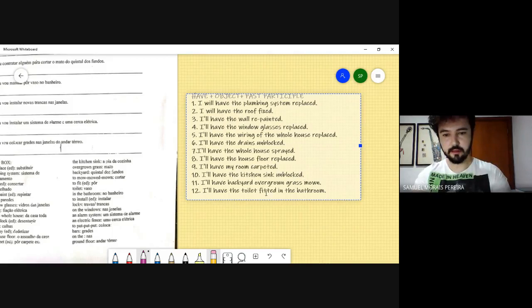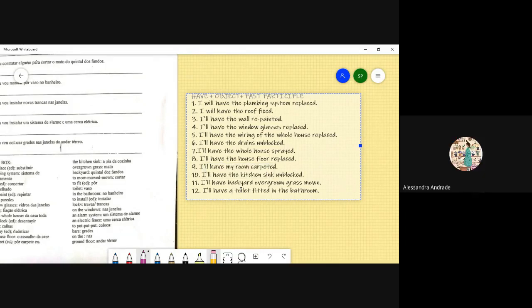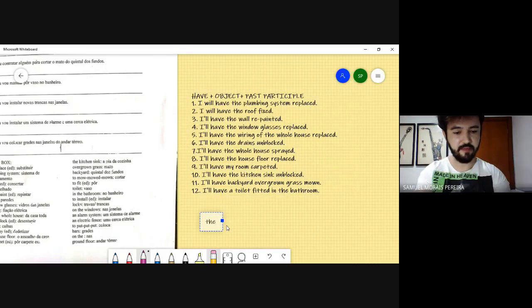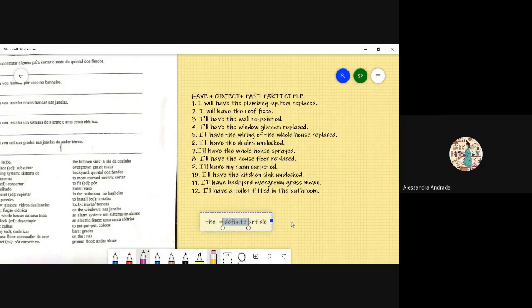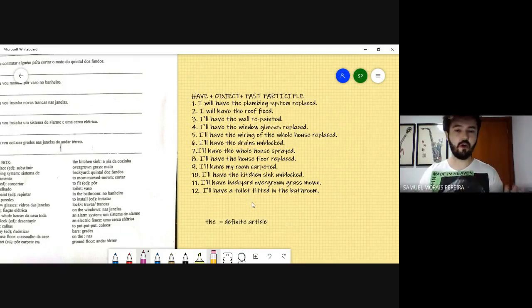Pay attention, Alessandra, and all students there, to this word here, the toilet. I think it's better to say something like a toilet. I'll have a toilet fitted in the bathroom. Yes. Because the word the, it's a definite article. And a definite article is used to define, to determine. Okay, so imagine I am talking about the red toilet, a privada vermelha, and the yellow toilet.